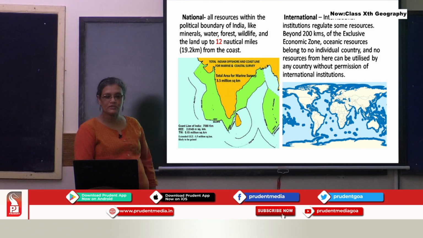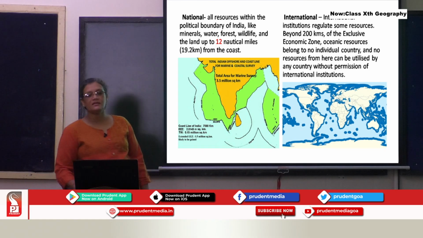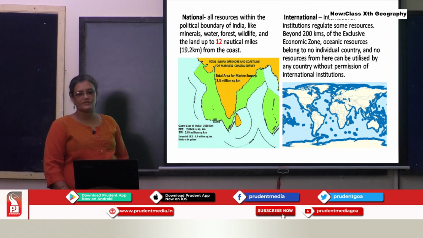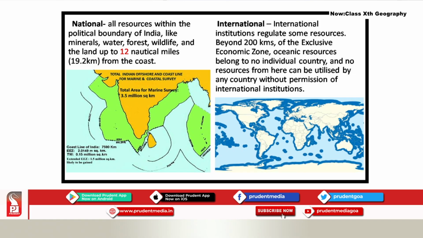And you can remember 12 nautical miles, 12 is a hint for 1 dozen. So this is an easier number to remember. While international resources. Now, there are certain international institutions which regulate some resources. If you look at this map of the world that I have put, the dark blue lines indicate the 12 nautical miles for every country. And the light blue is what belongs to everybody else. It is an international institution.